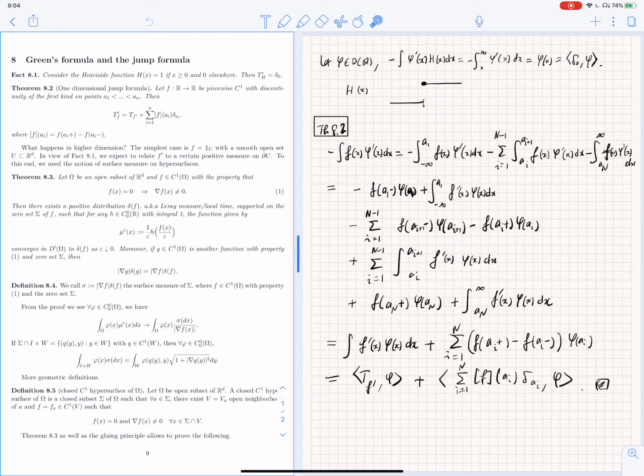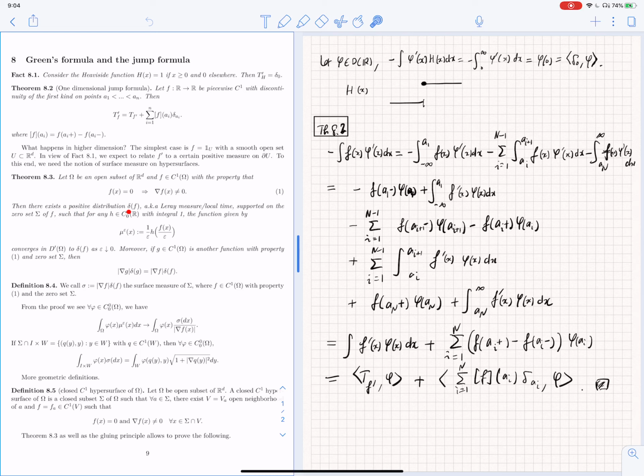Then we have necessarily gradient g times delta g equals gradient f times delta f. Okay, so we actually need to make sense of this kind of thing, because we have a distribution and we want to multiply the distribution by a C-infinity function. We can do it, right? And here we can still do it for the following reason.